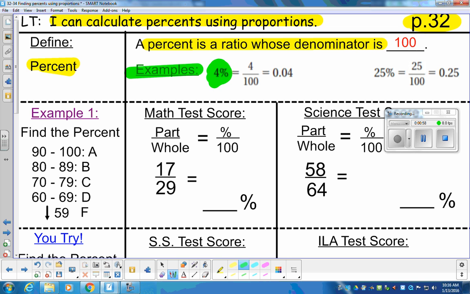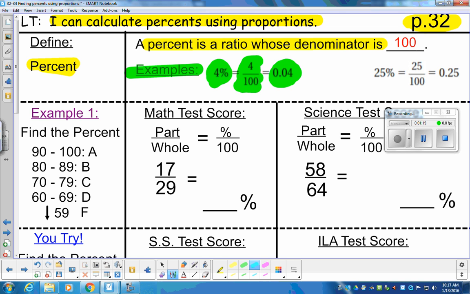If your teacher was talking about 4% last year, she would say that means you got a 4 out of 100. That's the fraction. So we have a percent, a fraction, 4 out of 100, which is the same as 0.04 or 4 hundredths. 4%, 4 out of 100, 4 hundredths.